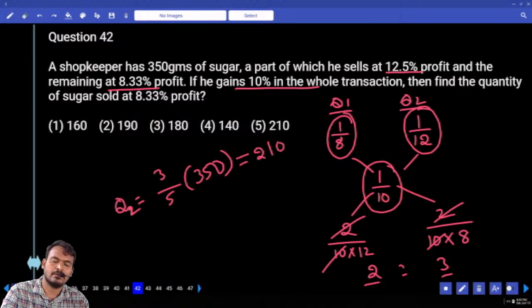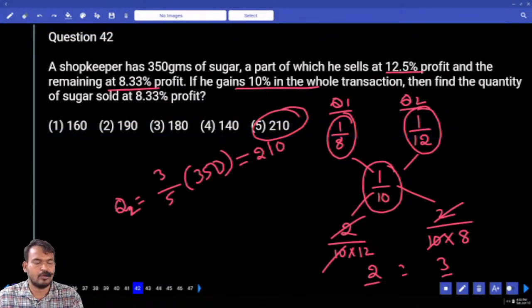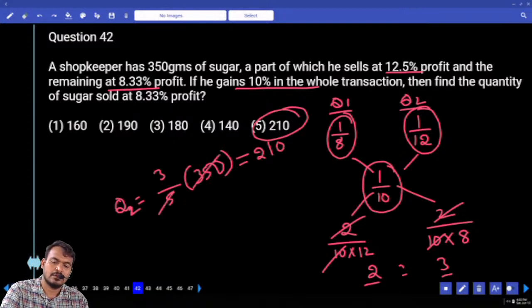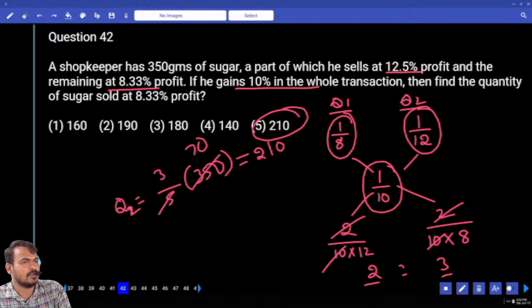What is the answer? 210. 5 how many times? 70. 70 into 3, 210. Here conversion is important. Converting percentage to fraction is important.